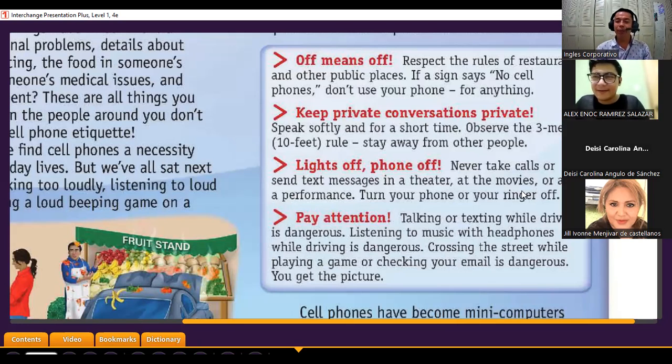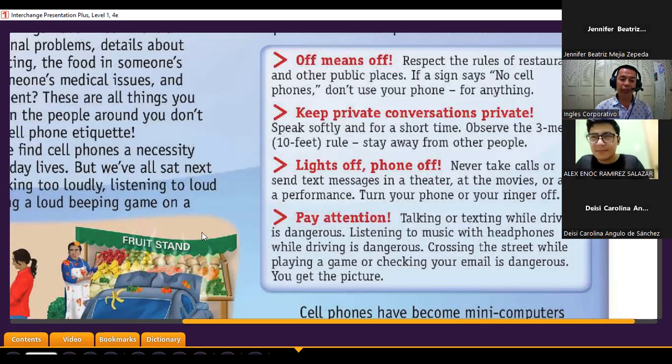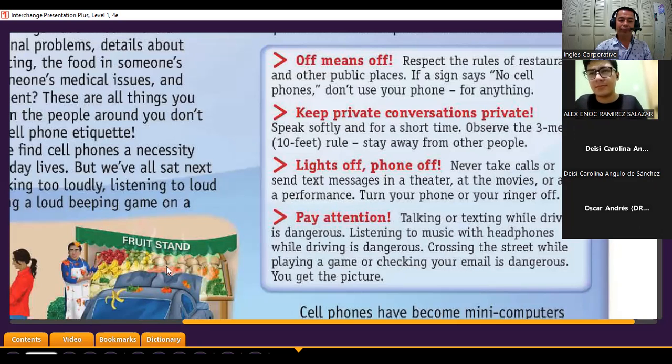Thank you, Carolina. Now, next one, right? Pay attention. Beatrice, read, please. Okay, pay attention. Talking or texting while driving is dangerous. Listening to music with headphones while driving is dangerous. Crossing the street while playing a game or checking your email is dangerous. You get the picture. You understand, right?